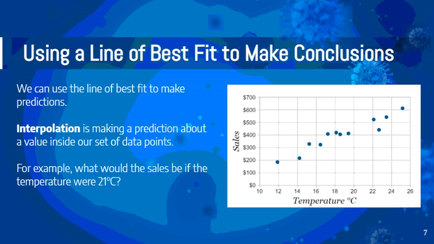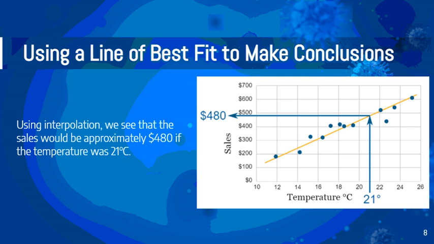Interpolation is making a prediction about a value that would be inside the data points. In this case, 21 degrees is inside the data. So we can take our line of best fit, find where 21 is, go up and hit the line, and go across and figure out approximately how many sales that would be.